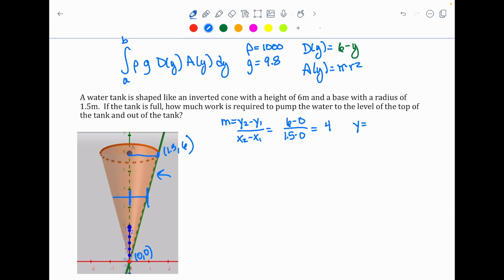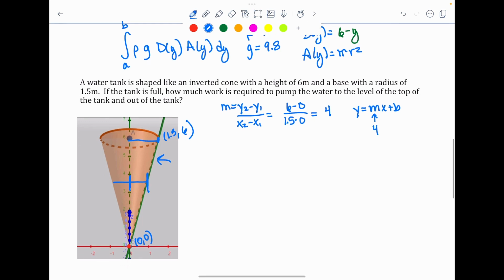Every straight line has an equation in the form y equals mx plus b. I know what m is. That's my 4. And I also just need to plug in any point on the line in order to find my b value. Well, in this case, the easiest thing I can do is plug in 0, 0. So if y equals 0, slope equals 4, x equals 0, then I have plus b, and I know b equals 0. I now have my equation of my line. I have y equals slope of 4 times x.